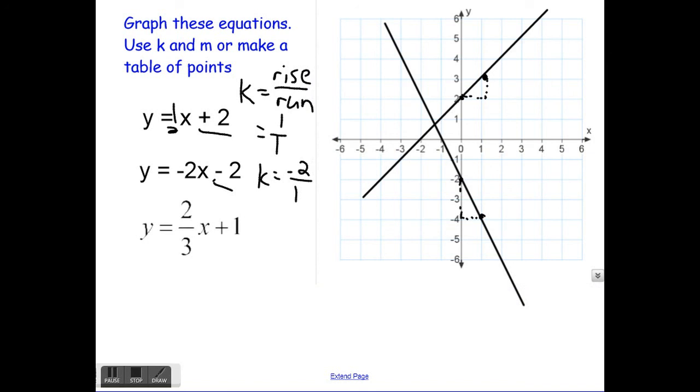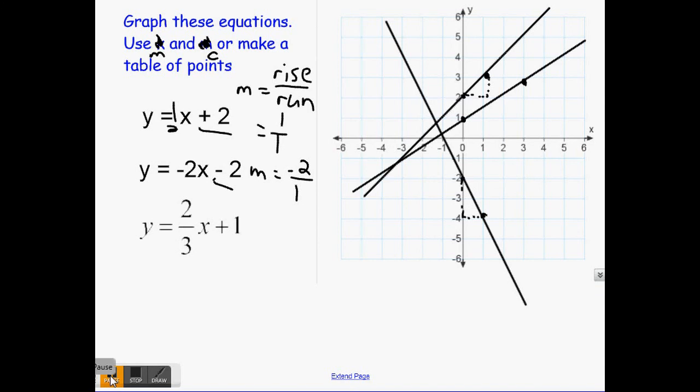Do we like? Need more graph paper? There's some around here. I need to print off some more. Oops. Dropped this. I'm going to let that catch up.